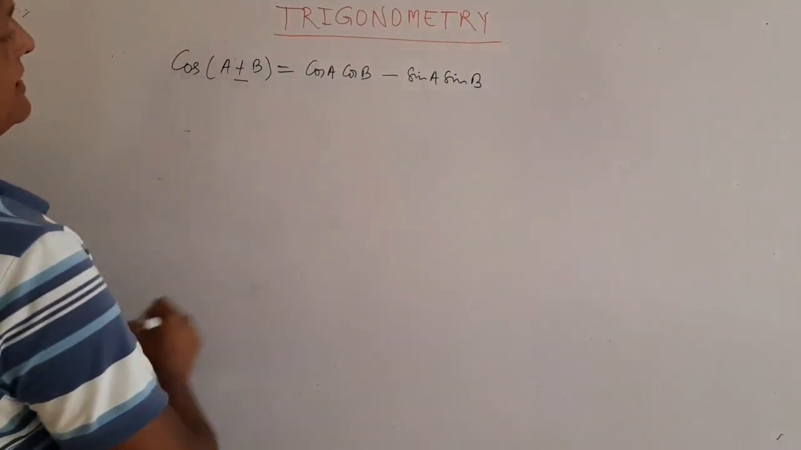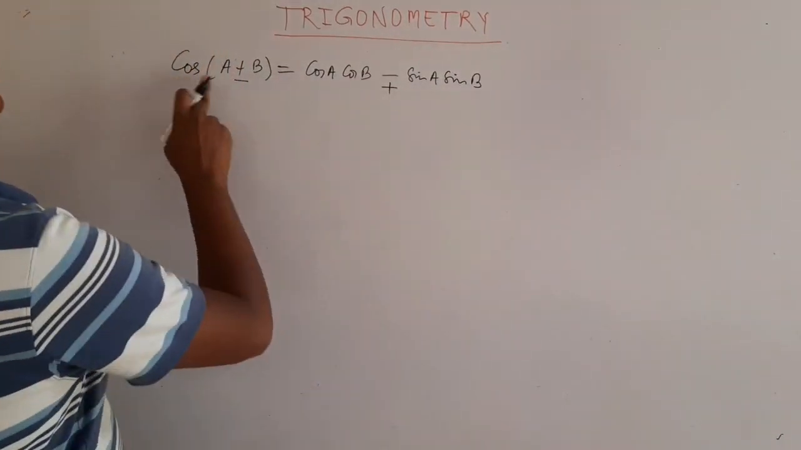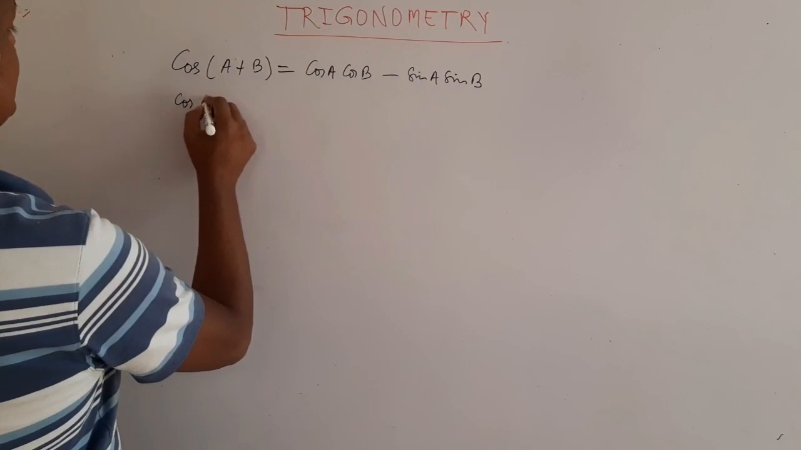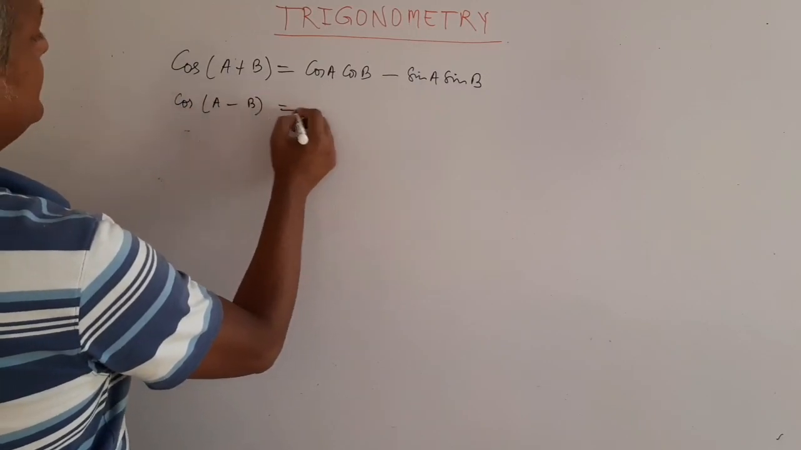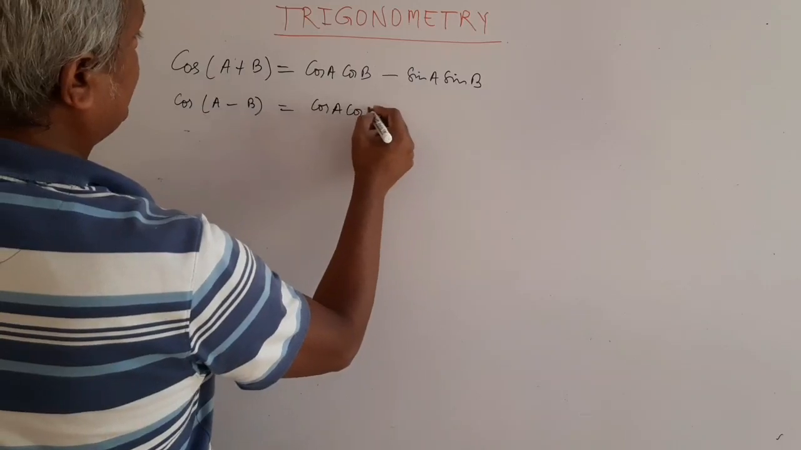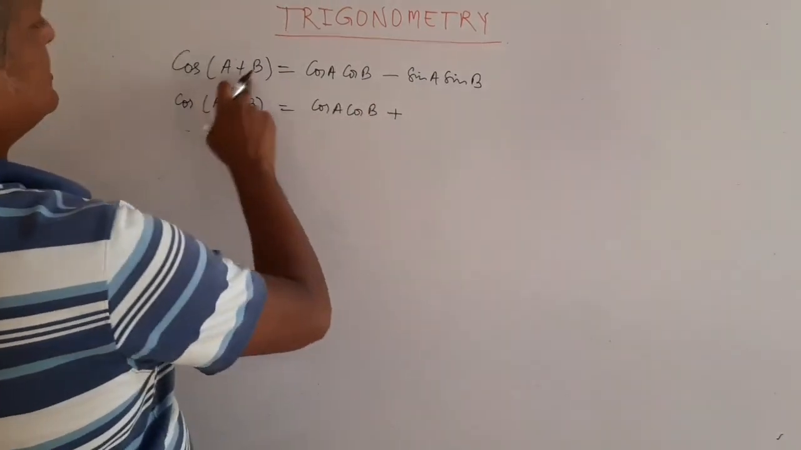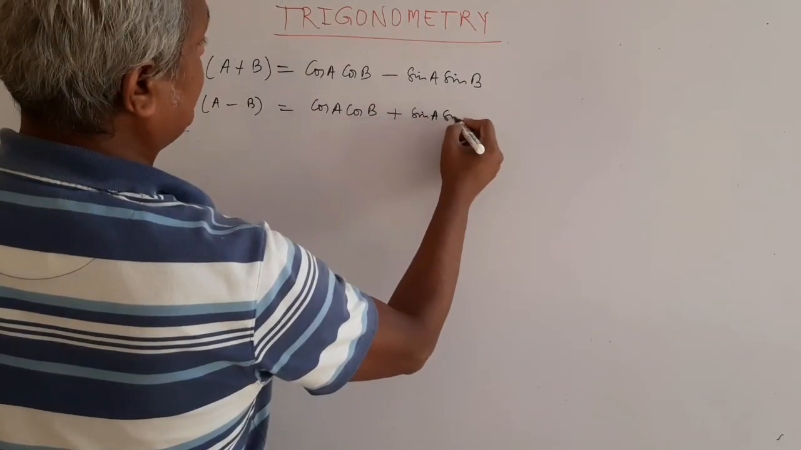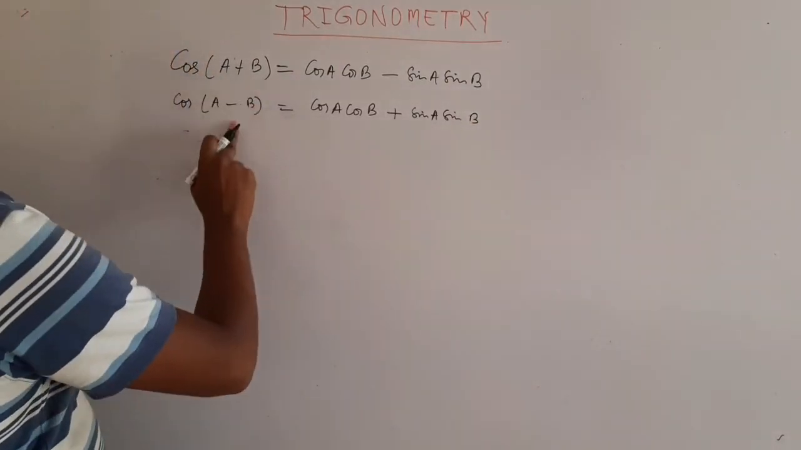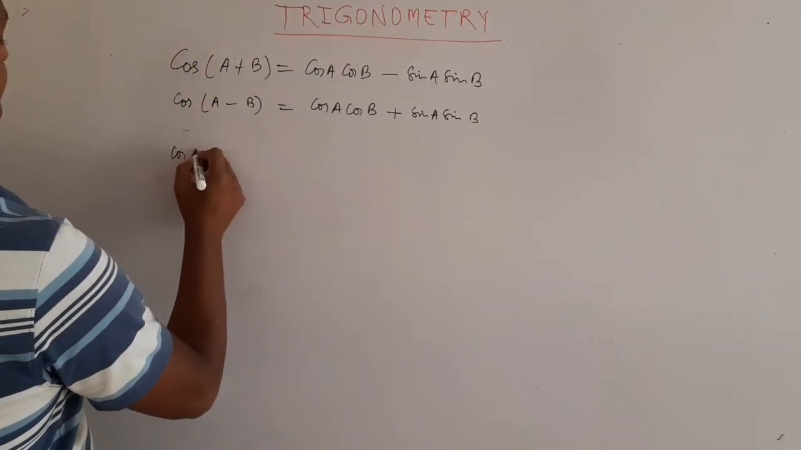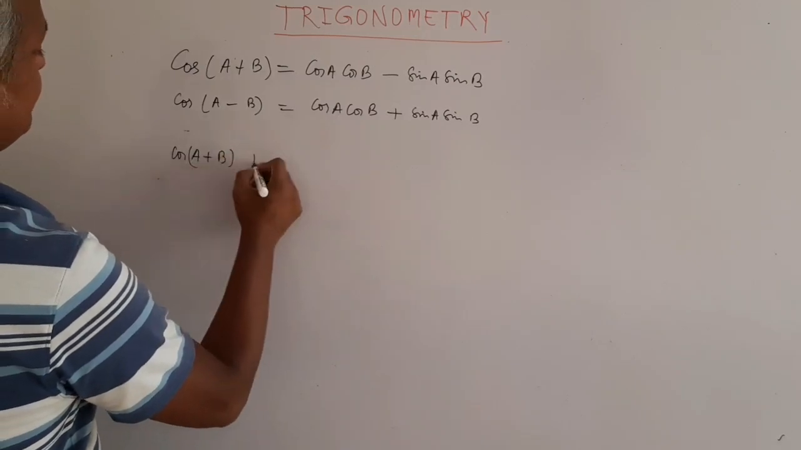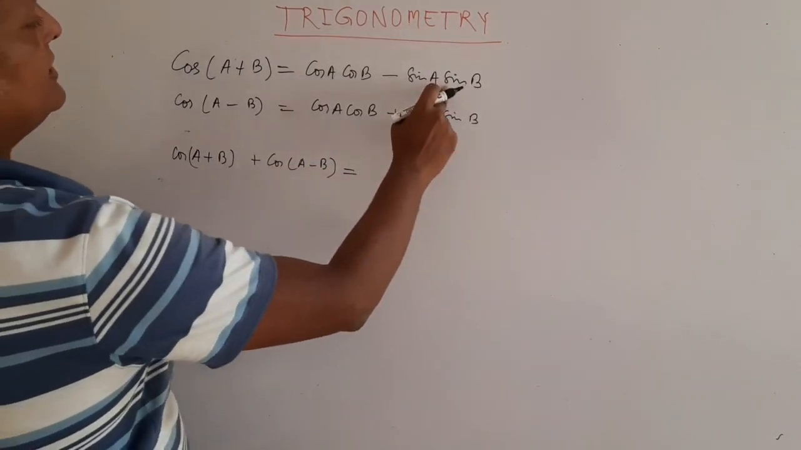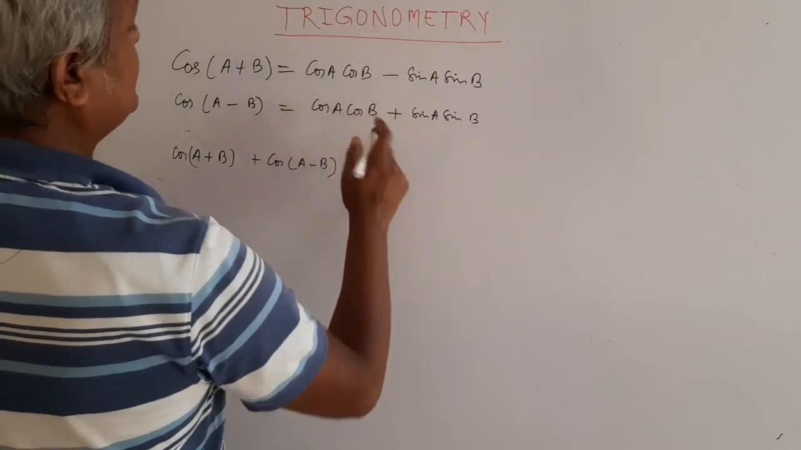And if you replace it by minus, this will become plus. So cos A minus B is cos A cos B plus, when it is positive here it is negative, when it is negative here it is positive, sin A sin B. Now add these two. So cos A plus B plus cos A minus B, then these two cancel and these two add up.